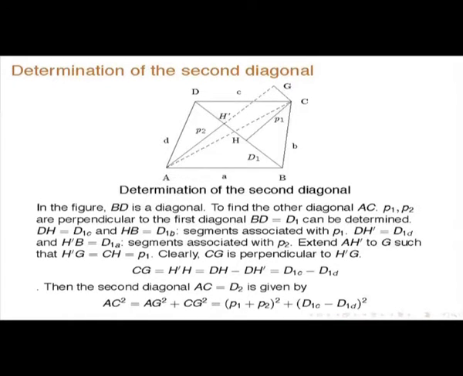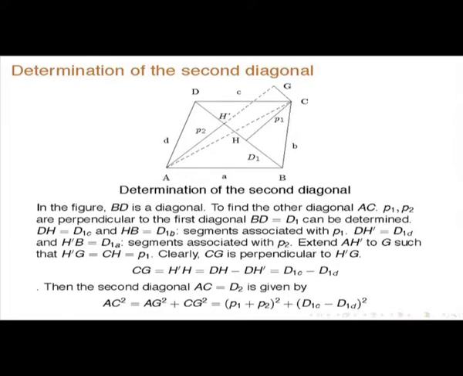Now he is saying extend AH prime to G. So, you would extend that such that this height is P1 and drop a perpendicular from here to here. Then your CG will essentially be D1C minus D1D. So, on the same side, the segment associated with 2 different triangles, D1C minus D1D.